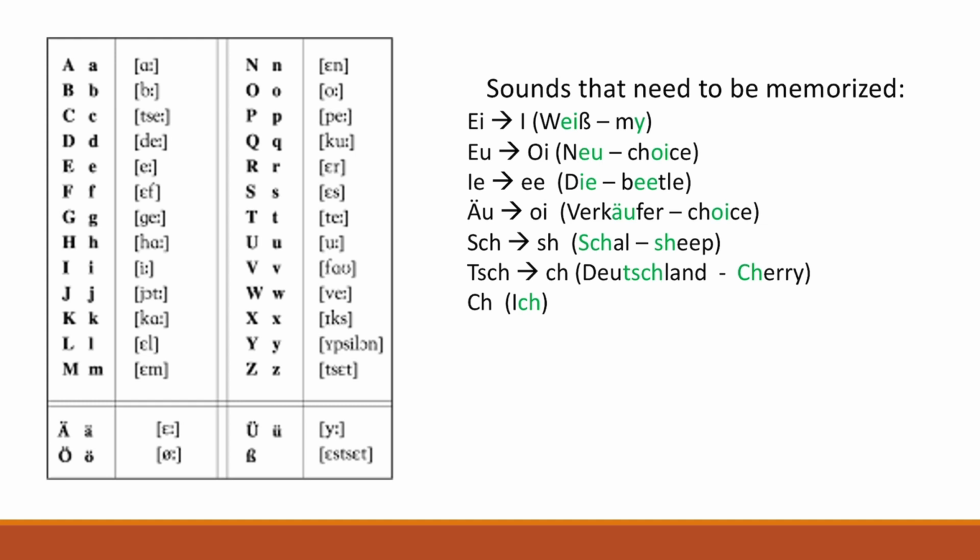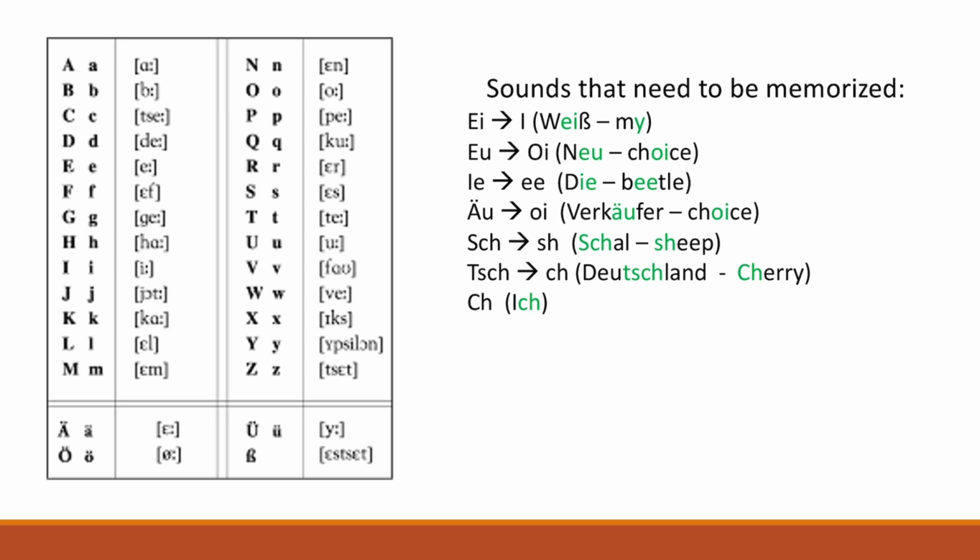The fourth sound is "äu," and it is very similar to the second sound. So if we have the word "Verkäufer," then its pronunciation is going to be very similar to the word "choice," which we already had. Following on, if you read this syllable, S, C, H, then you know that its pronunciation is going to be similar to the English "sh." So the word "Schal" is going to be pronounced like "sheep."